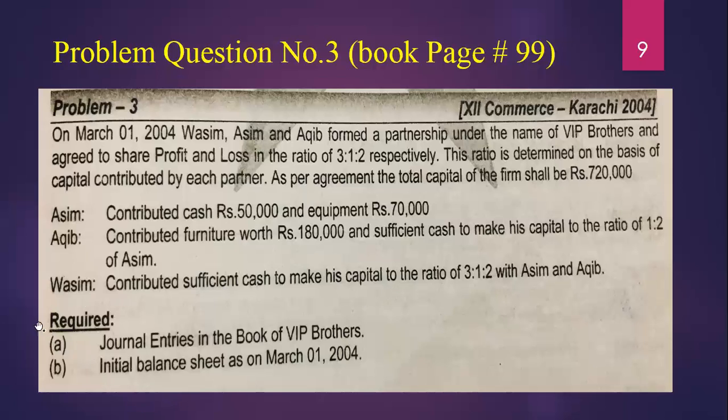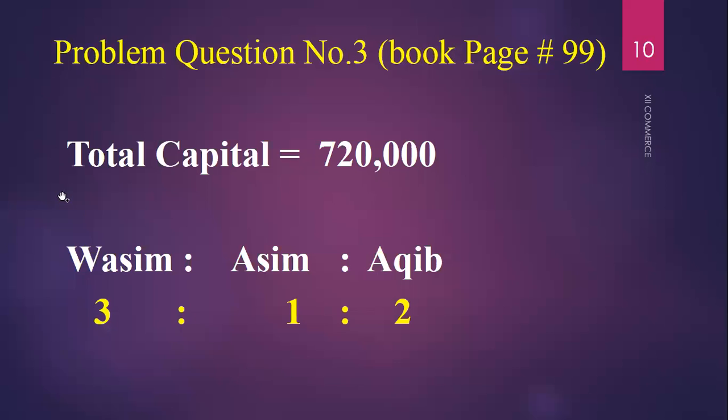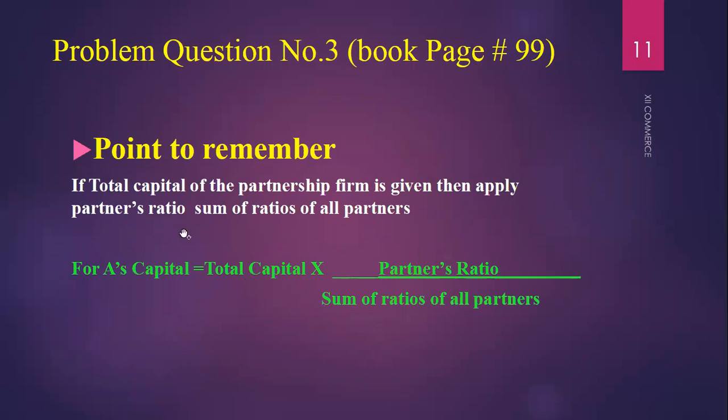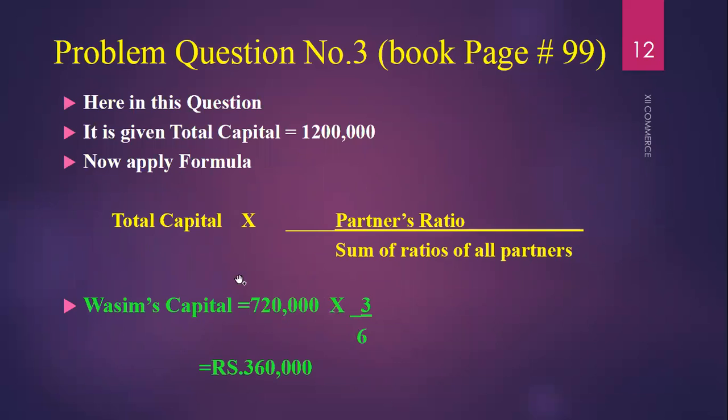The most highlighted point is the required part: you have to attempt only what is given in the required, that you have to prepare the journal entries and the initial balance sheet. Total capital of the partnership is 720,000. The ratios of the partners are Wasim 3, Asim 1 and Akif 2. We have to remember this most important formula: total capital into partner's ratio divided by the sum of ratio.